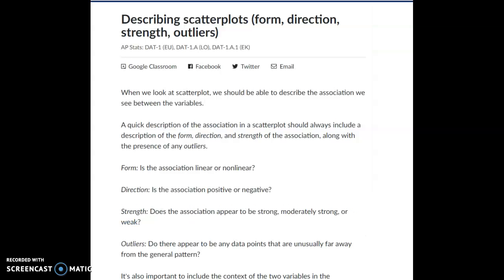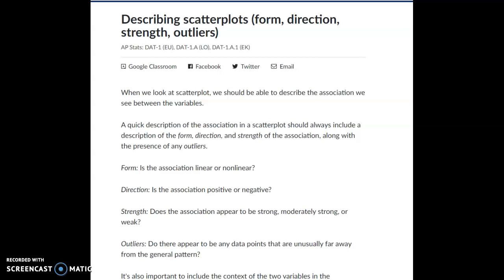When we describe scatter plots, we tend to look at the form, the direction, the strength, and sometimes we look to see whether there are any outliers. We're not going to focus on that part. We are going to focus on form, direction, and strength. So when we look at scatter plots, we should be able to describe the association we see between the variables.